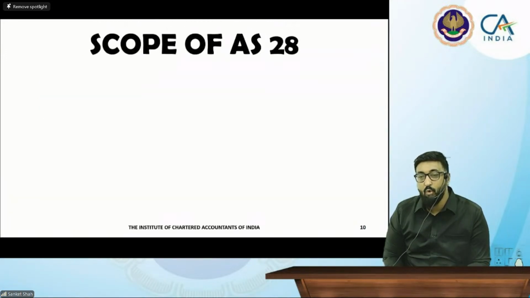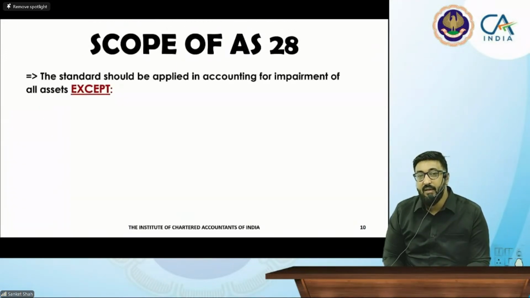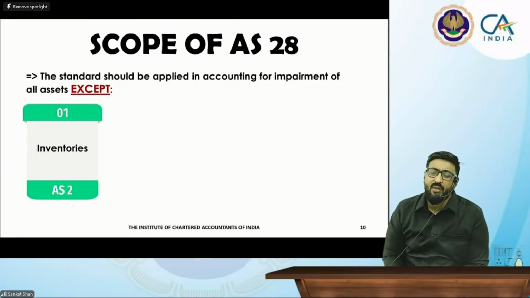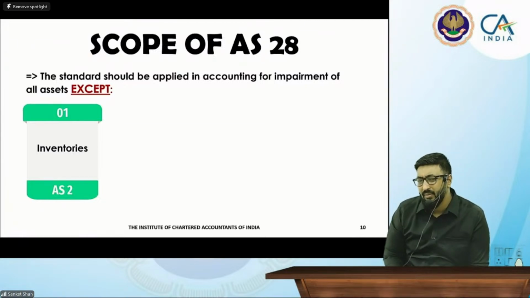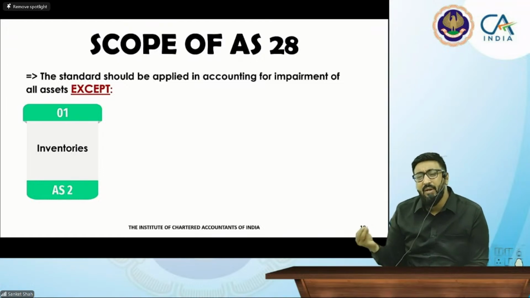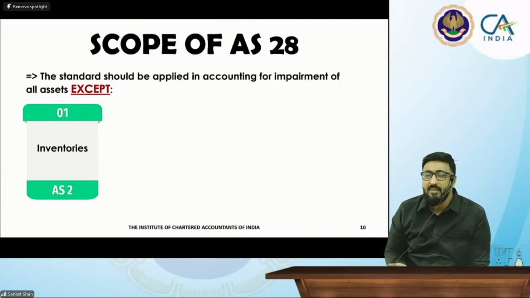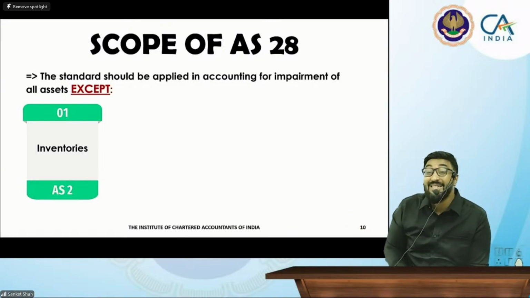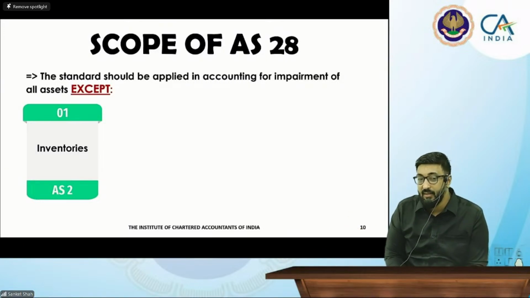Now see this scope. This accounting standard is not applicable to inventories. Why do you think inventories do not have impairment? Sir, it is one year, a current asset. Inventory is a current asset, so why should we record impairment? When the asset is long term, then we'll do impairment. There will be no value in use because it is available for sale. You are not using that asset, and therefore it is not applicable to inventory. Logical? Yes, sir.